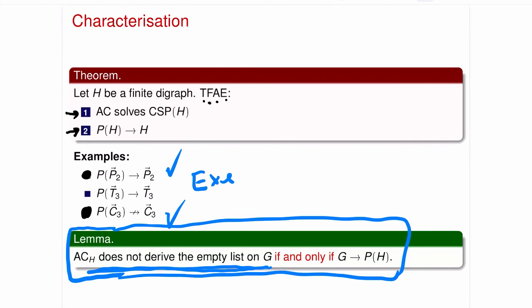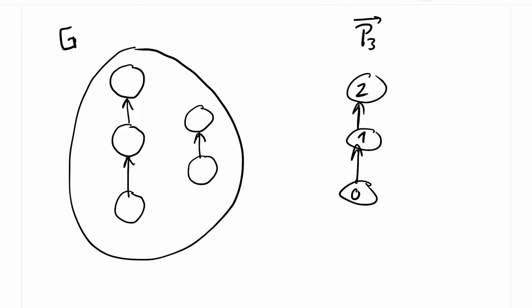This is the easy part. So the interesting part is precisely what's written there. Arc consistency does not derive the empty list. This is what we are interested in. And on the right it says, this is the case if and only if our input graph G homomorphically maps to the Powerset graph of H. So we first prove this lemma, and then we prove the theorem. Both directions of the lemma are easy. Let's look at one of them at an example.